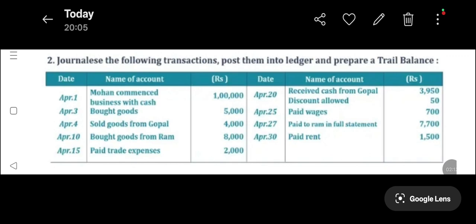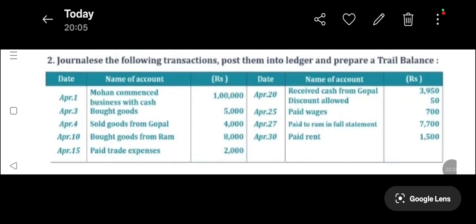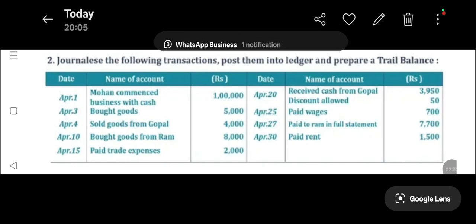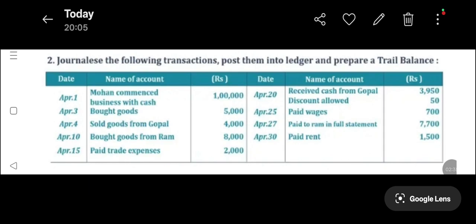Sold goods to Gopal, not from Gopal, it is a printing mistake. So Gopal account debit to sales account. This is a credit transaction. Bought goods from Ram. Purchases account debit to Ram account 8,000. Paid trade expenses. Trade expenses account debit to cash account. Received cash from Gopal and discount allowed. Here cash account debit 3950, discount allowed debit 50 to Gopal account 4,000.